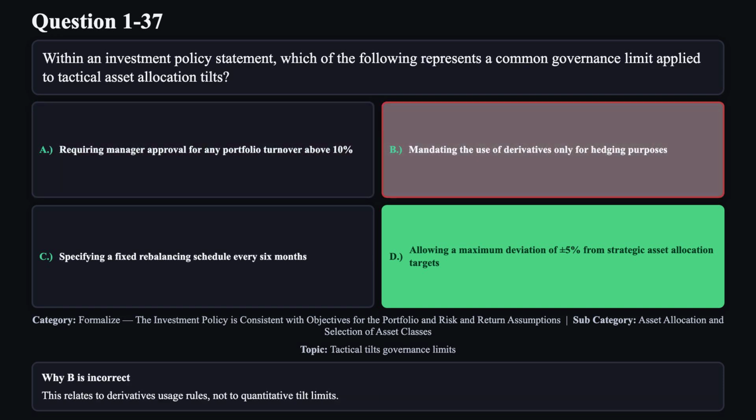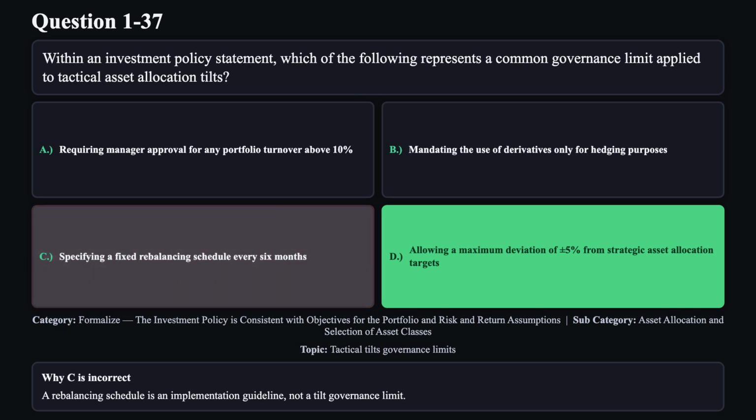Reason B is not correct. This relates to derivatives usage rules, not to quantitative tilt limits. Reason C is not correct. A rebalancing schedule is an implementation guideline, not a tilt governance limit.